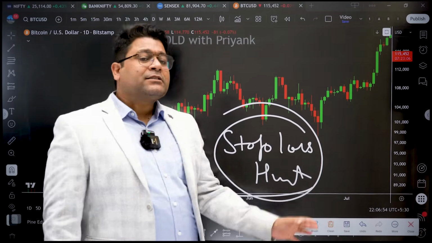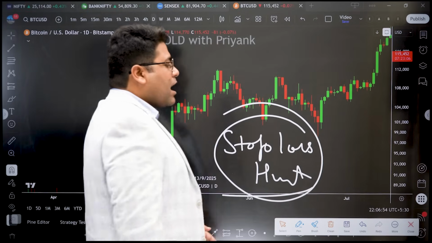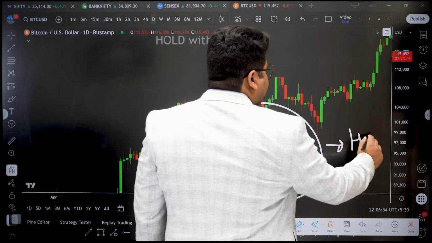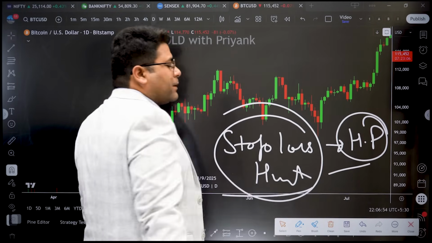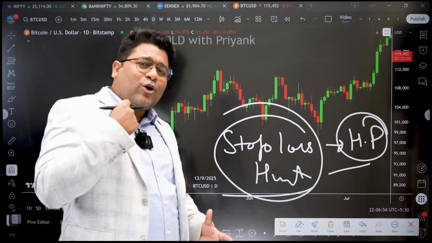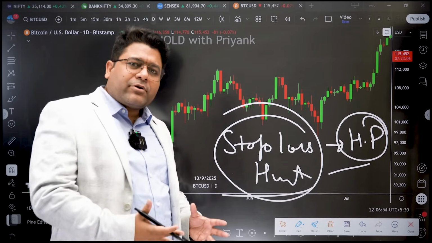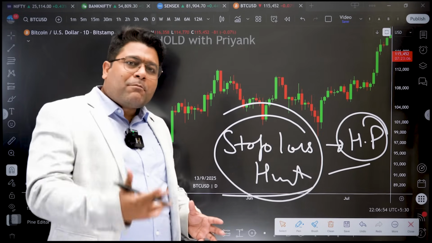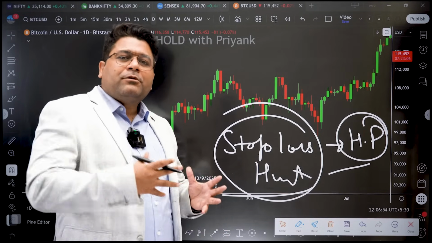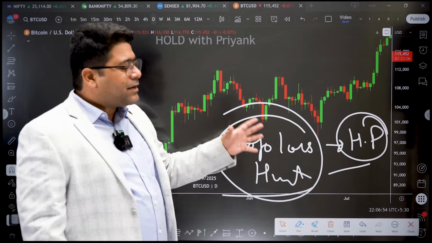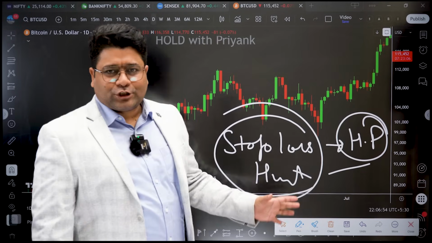No. It means you need to understand which are the high probability areas where maximum retailers would like to place their stop loss, and you need to stop doing that. You need to find better areas where the number of orders will be less, where fewer people will place their stop losses, and that would be the best place to place your stop losses.